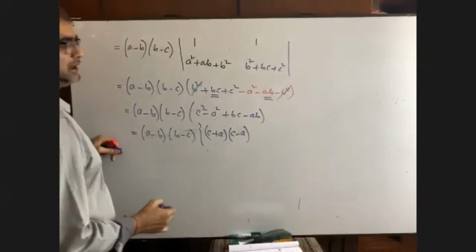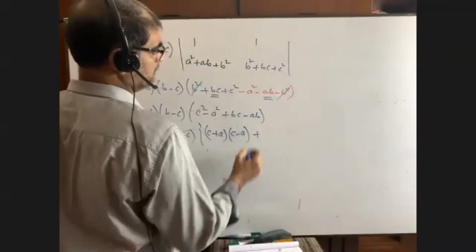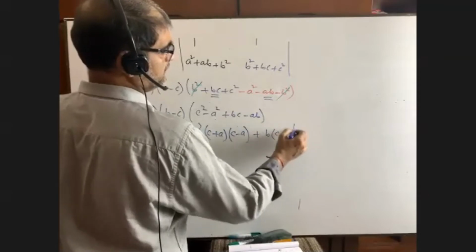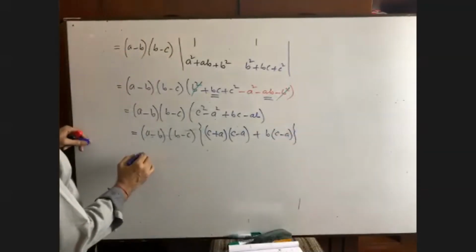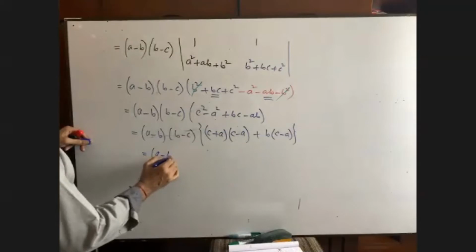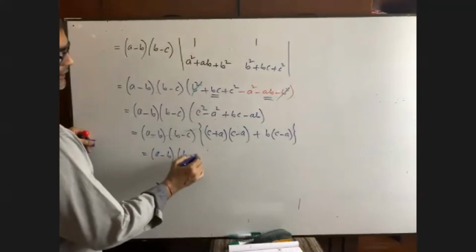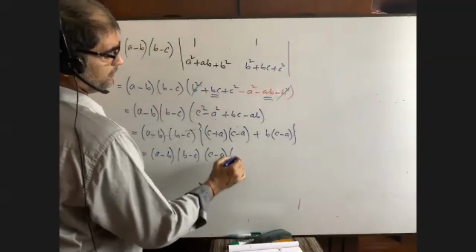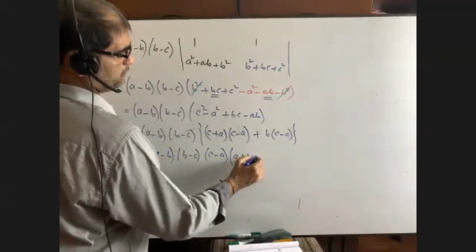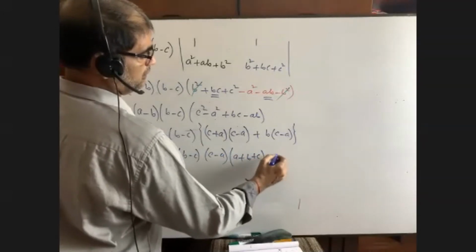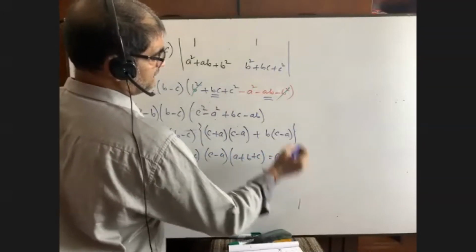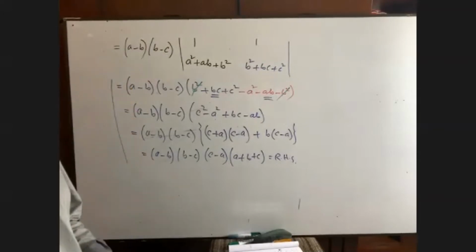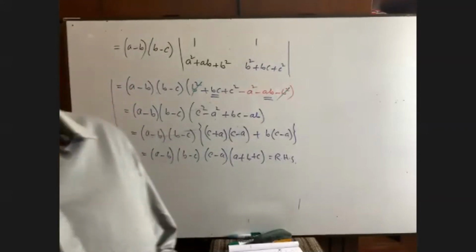C plus A, C minus A. Then here B can be taken common. Then we are left with C minus A. Now can I write A minus B, B minus C, then C minus A, then A plus B plus C is equal to our required right hand side. This is normal calculation that you can do very well, and you can do it better than me.